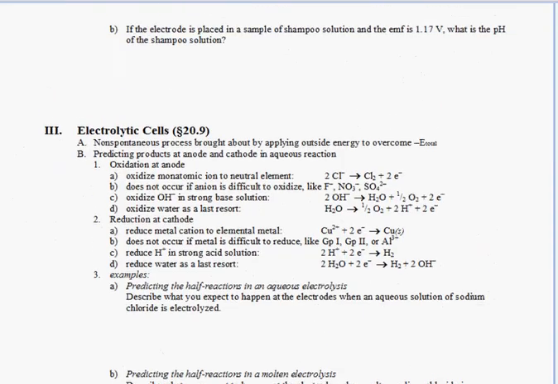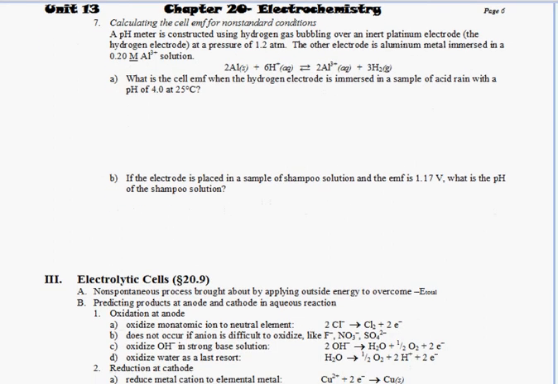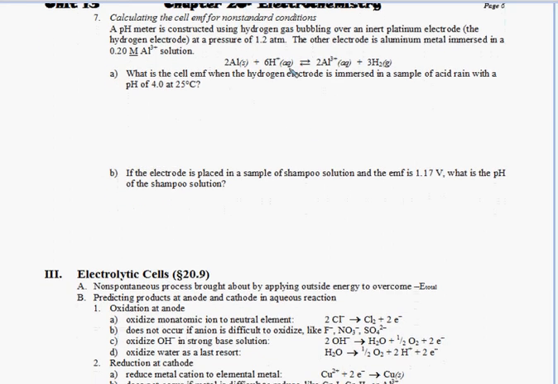All right, we have one more example, that is number 7. And notice in number 7, we're doing a number of things. First off, we are using a pressure of a gas because now we have hydrogen as a gas. We're also using a pH value, so that is going to dictate what is occurring with our hydrogen ions. So we're looking for the cell potential when the hydrogen electrode is immersed in a sample of acid rain, and the acid rain happens to have a pH of 4.